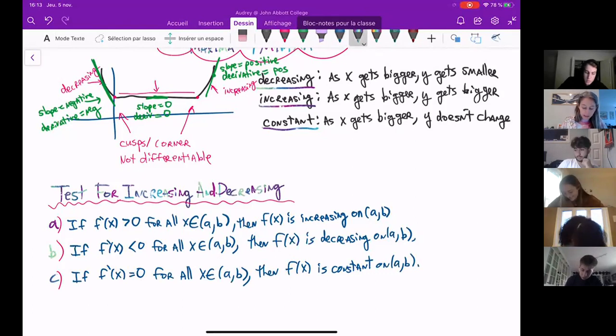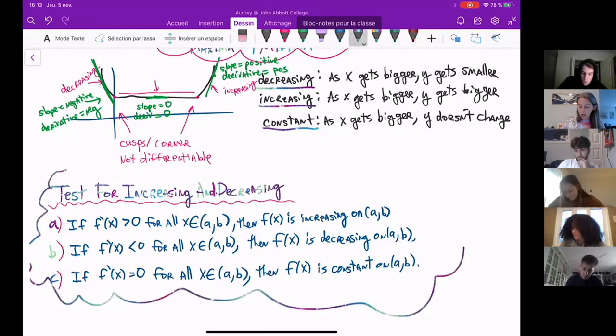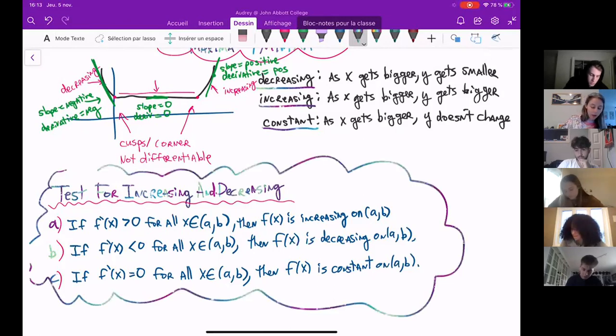Okay, so this is our test for increasing and decreasing, and it follows pretty logically from looking at the function and from recognizing that derivative and slope are the same thing. So then the question becomes, how can I use this fact to find all of the places where a function is increasing or a function is decreasing?